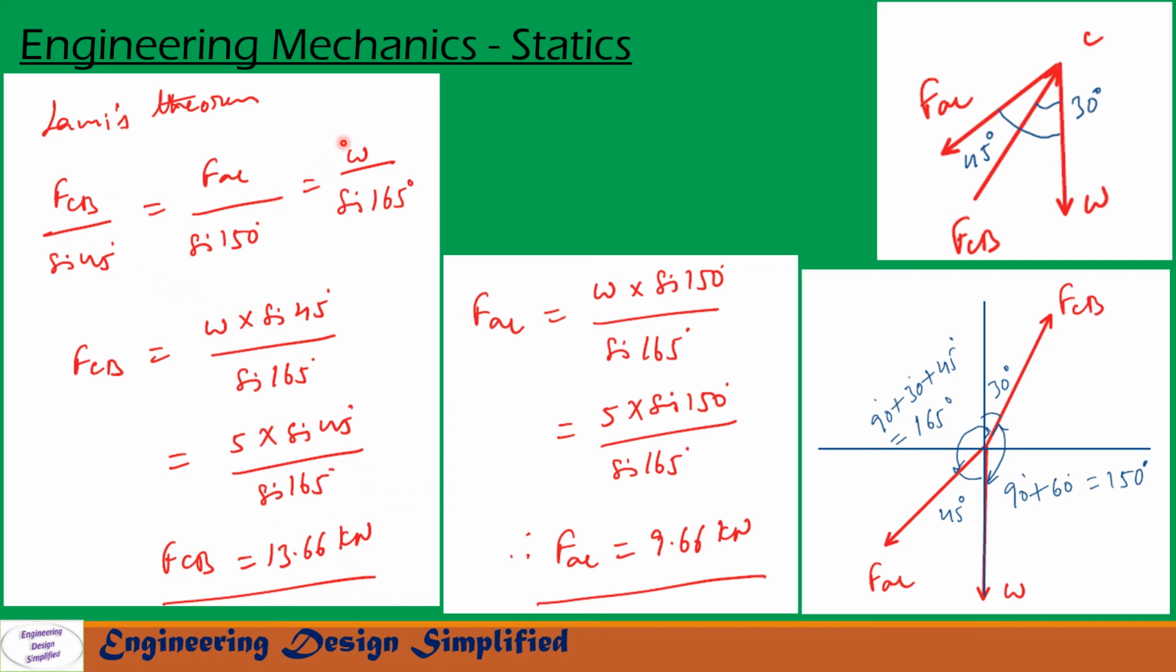Similarly, from these two terms we get FAC equal to W into sine 150 by sine 165. Again W is 5 kilonewton. We get FAC equal to 5 into sine 150 by sine 165. So FAC equals 9.66 kilonewton.